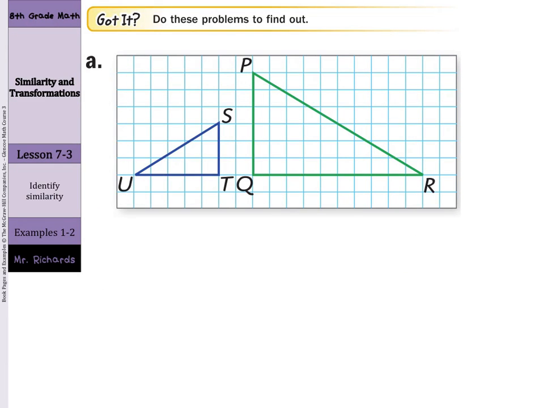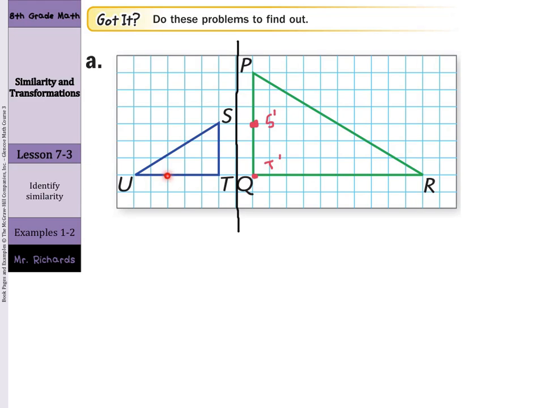So now we get to try this out on our own. We have triangle STU and triangle PQR. Well, this looks like the smaller triangle is a reflection of the larger triangle. So if we were to kind of draw a line here and reflect our STU over that line, our new S would end up right here. Our new T would end up right here. And our new U, well, let's make sure we can count that out.